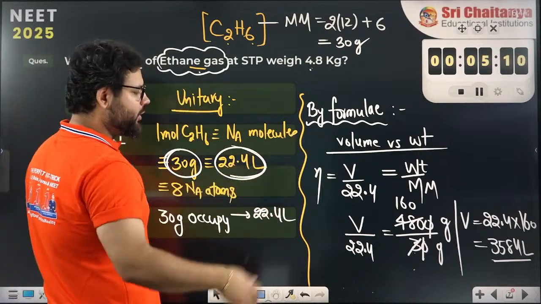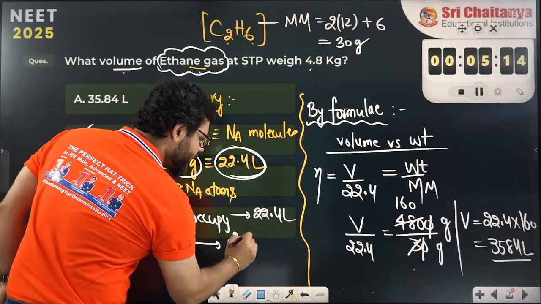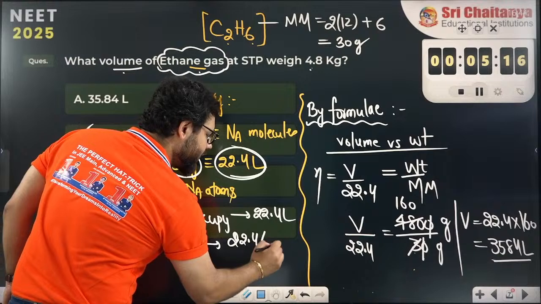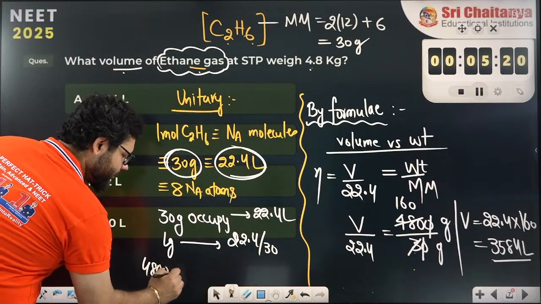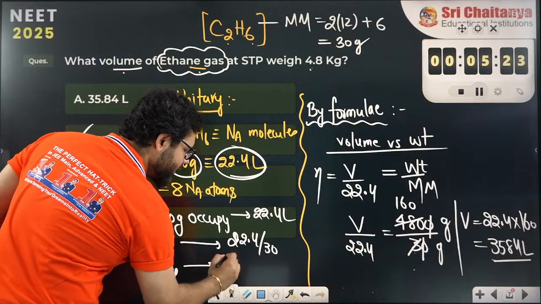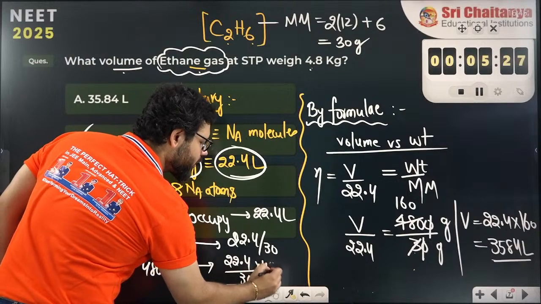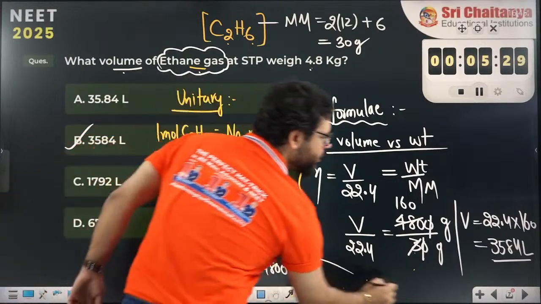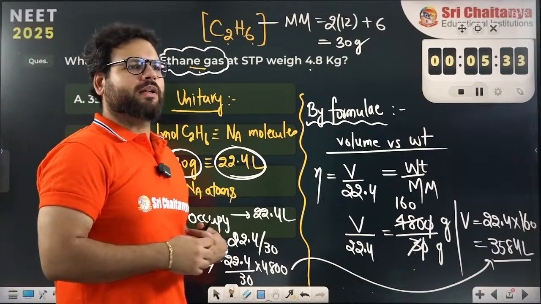30 gram occupy 22.4 liter. 1 gram is going to occupy 22.4 by 30, these many liters. So 4800 gram, which is 4.8 kg, will occupy 22.4 by 30 into 4800 and you will get your answer as 3584.